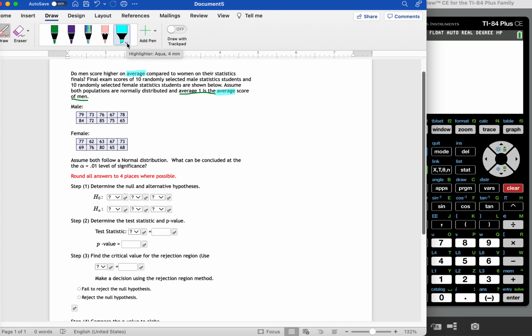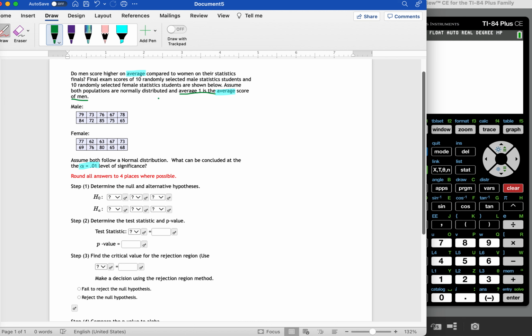Now, to narrow it down to whether we use z or t, if you look through here, there is no information given to us about the population standard deviation. The only information we have are the 2 samples. So when we do our calculations, the standard deviation the calculator gives us is going to have to come from the sample standard deviation. And we're going to be doing this at a 0.01 level of significance.